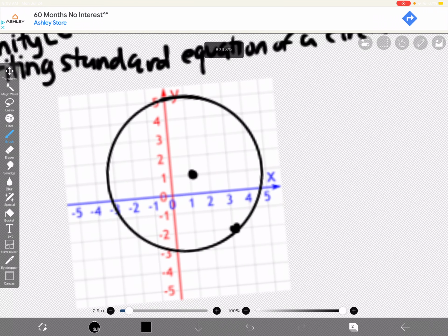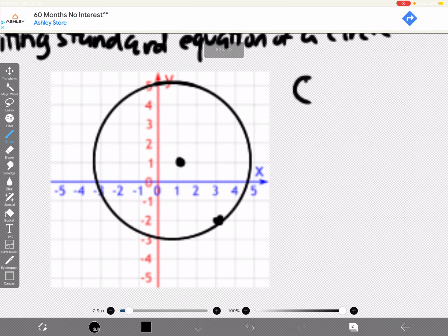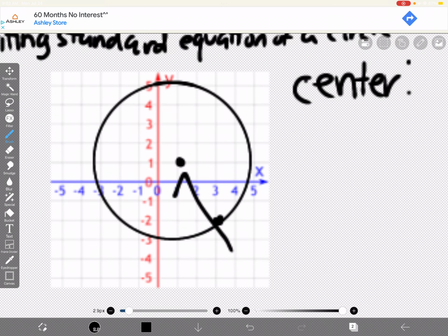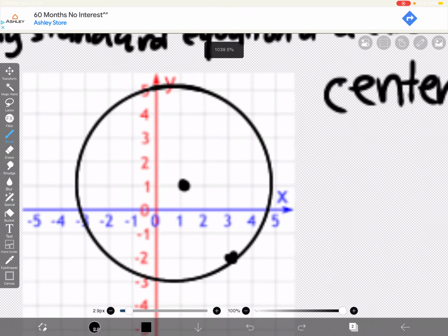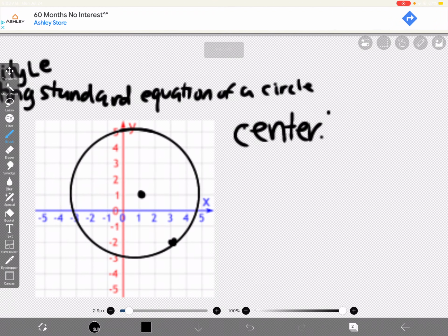As you can see, they give us a graph with a radius and a point. So, the center point would be the middle point right here. So, that would be 1, 1. Center is 1, 1.